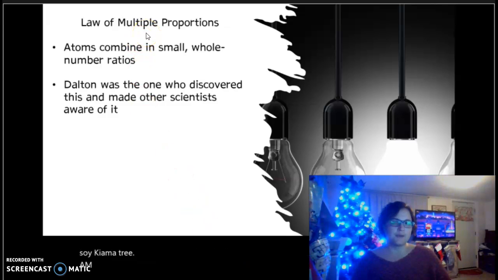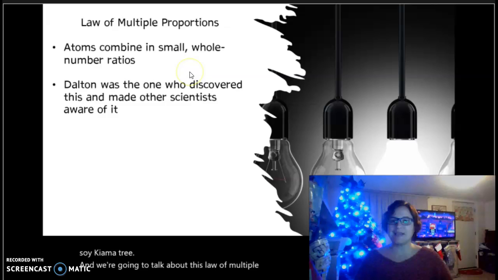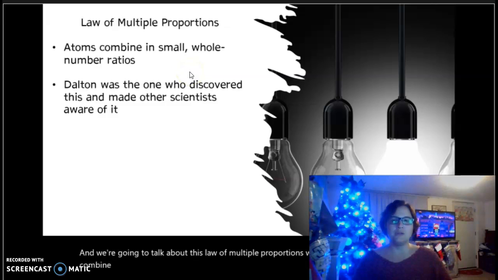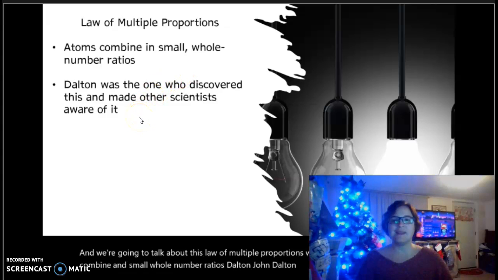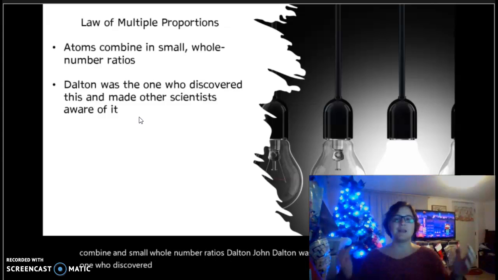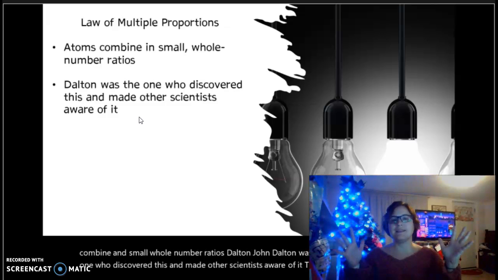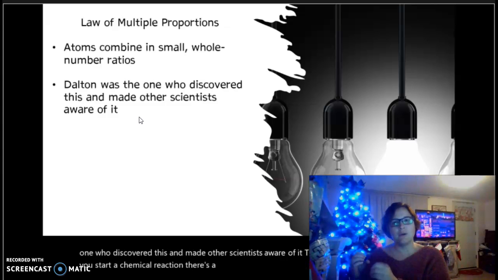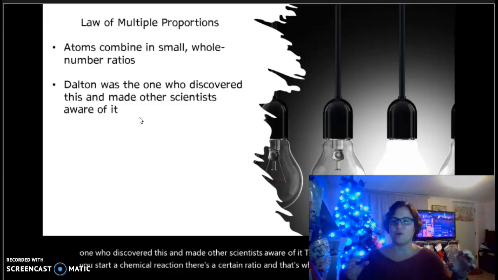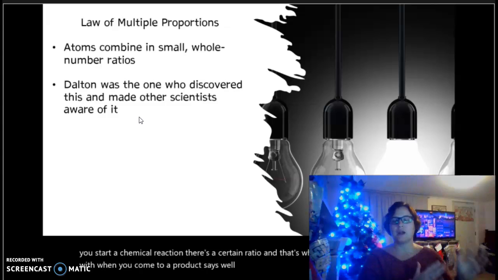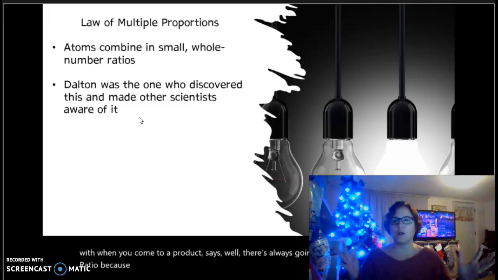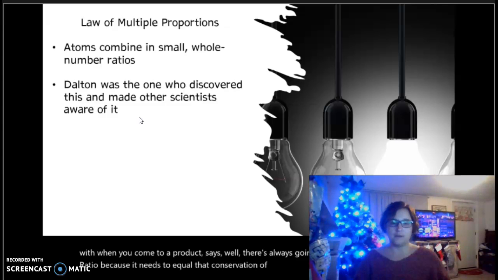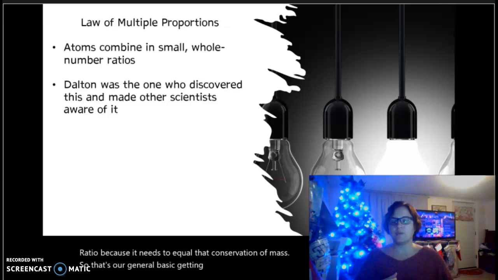And we're going to talk about this law of multiple proportions, which means that atoms combine in small whole number ratios. John Dalton was a scientist, and he was the one who discovered this and made other scientists aware of it. They didn't realize that when you start a chemical reaction, there's a certain ratio, and that's what you're going to end up with when you come to a product as well. There's always going to be that ratio because it needs to equal that conservation of mass. So that's our general, basic getting to know stoichiometry.